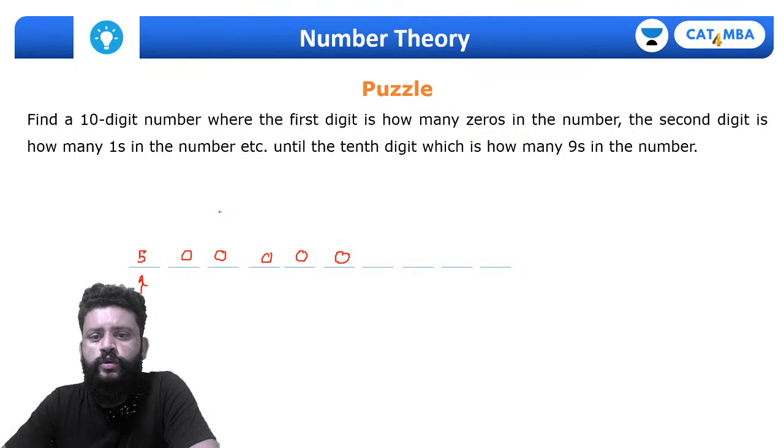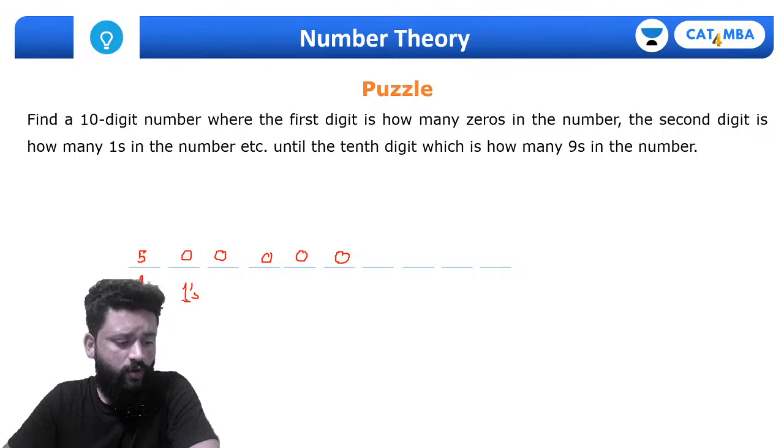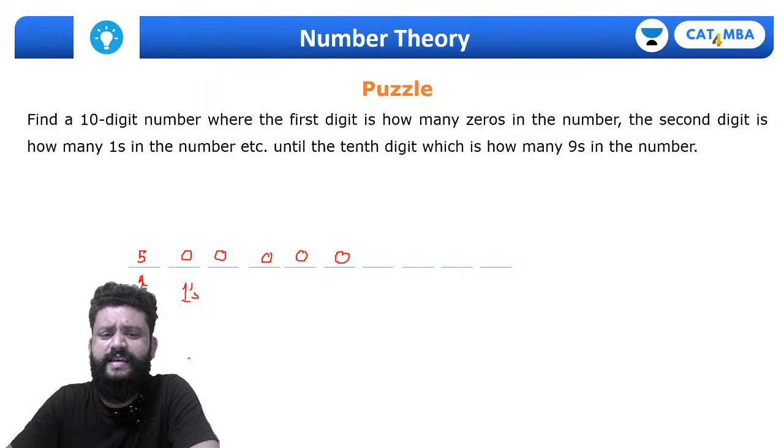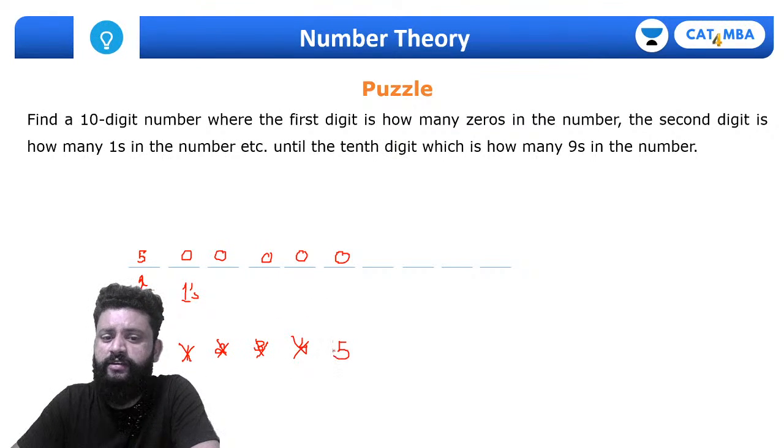Okay, now the second digit represents ones, so this represents ones, this represents zeros. Ones being zero means there is no 1 in this number, there is no 2 in this number, there is no 3 in this number. If I put this digit as 0, there won't be any 4, there won't be any 5.